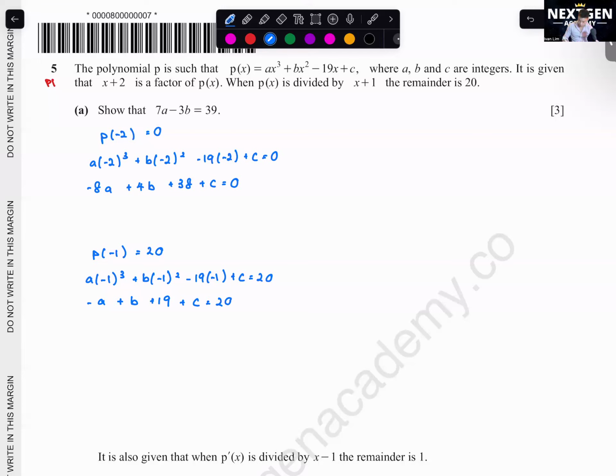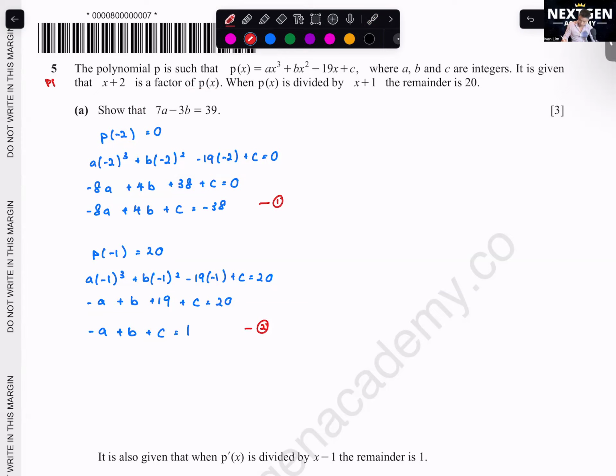Maybe we simplify this first. Sorry, in fact, I should be bringing the value out. Minus a plus b plus c equals 20 minus 19, which is 1. This one also I just bring over: minus 8a plus 4b plus c equals minus 38. We've got these two equations. We also want to make A positive. Let's call this equation 1, equation 2.